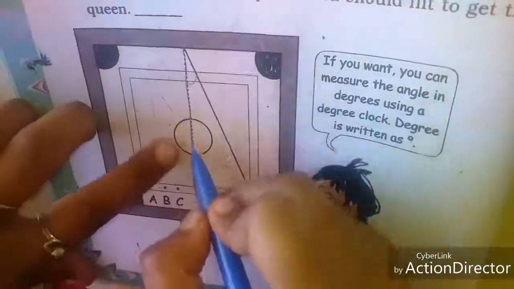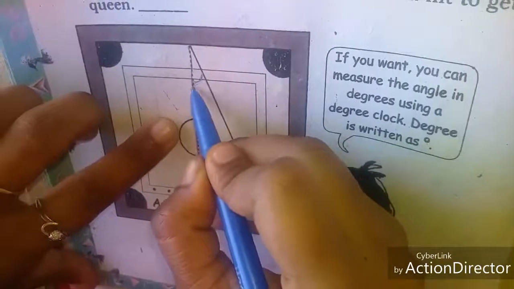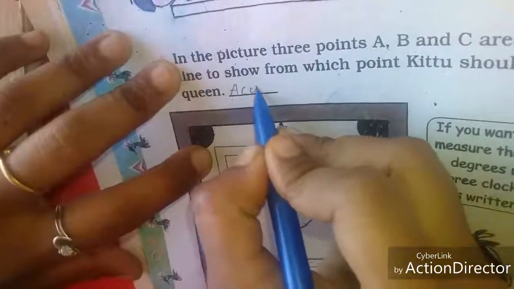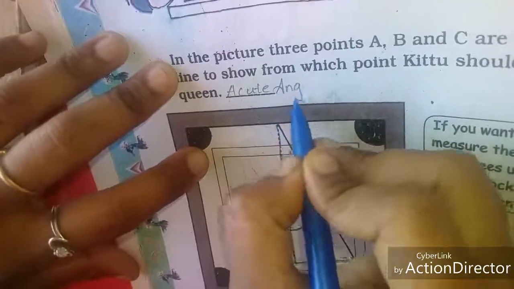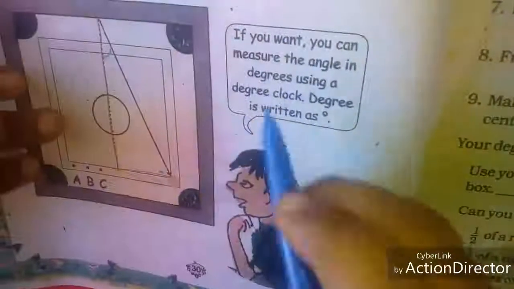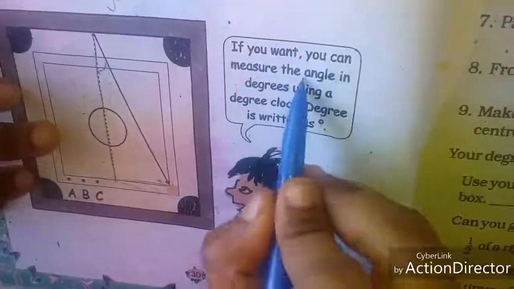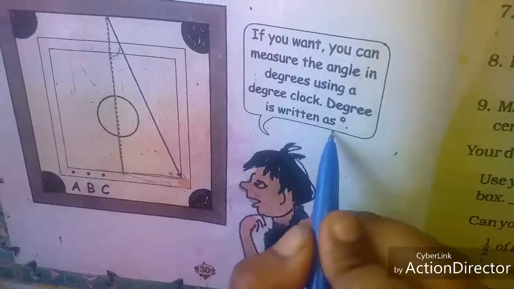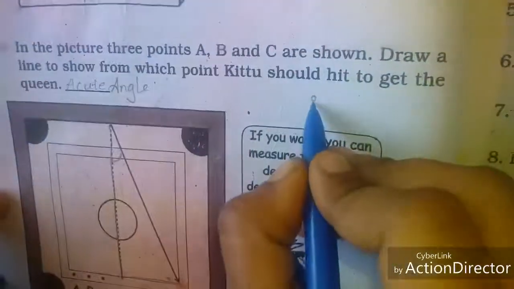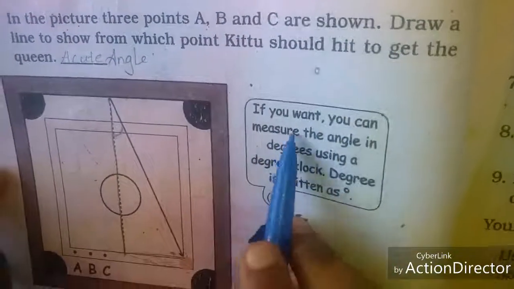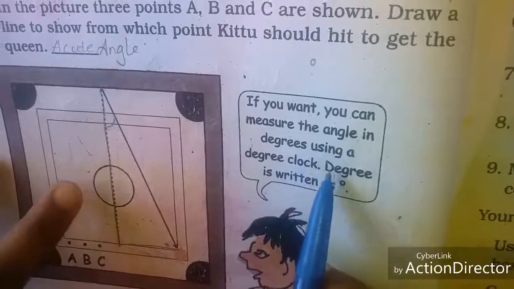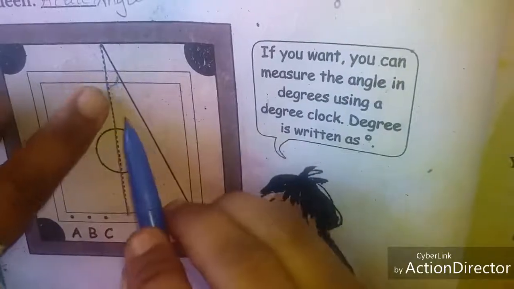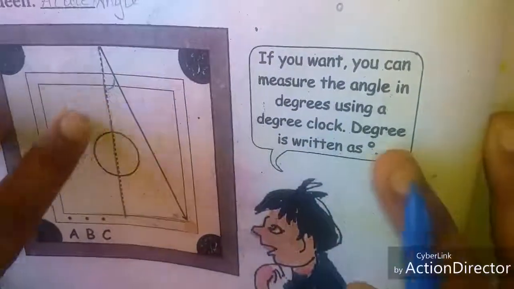See, now what is this angle? This is less than 90 degrees. Less than 90 degrees means acute angle. If you want, you can measure the angle in degrees using a degree clock. Degree is written as a small circle. If you want to measure the angle using the degree clock, we can measure the measurement of the angle.